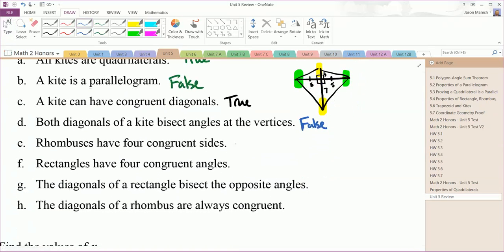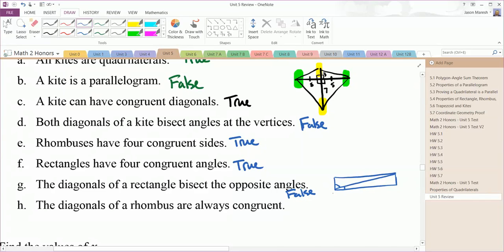E, rhombuses have 4 congruent sides. That's true. That's the definition of a rhombus. F, rectangles have 4 congruent angles. That's true. That's the definition of a rectangle. The diagonals of a rectangle bisect the opposite angles. And that's false if you kind of extend, so make that your rectangle. You can see that, okay, yeah, that angle is not being bisected. It happens when you have a square, but not in every case, so that's false.